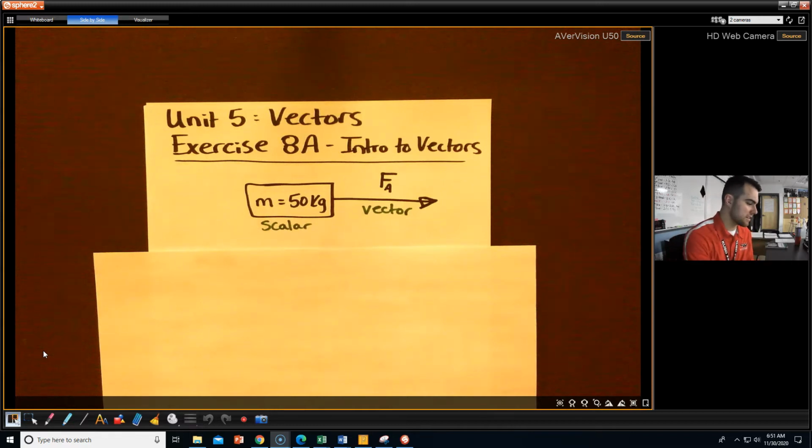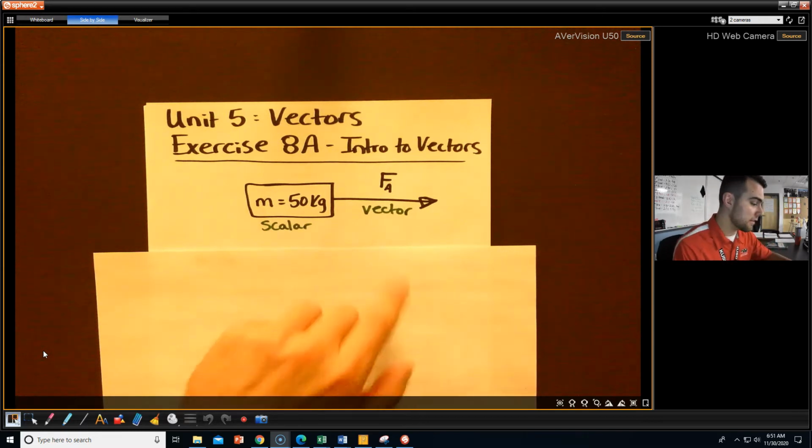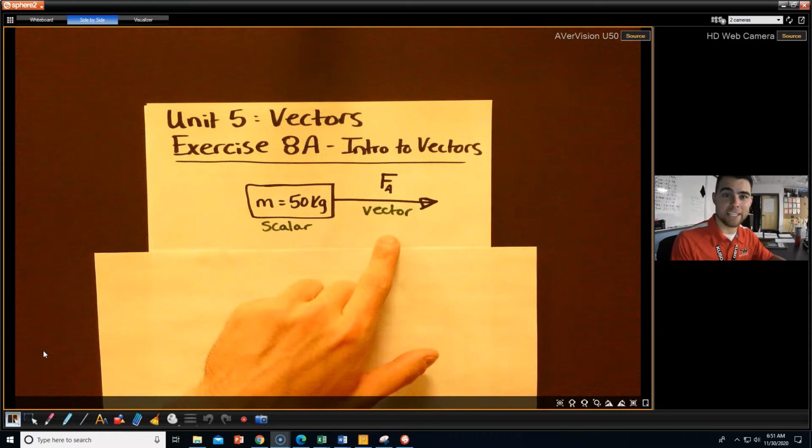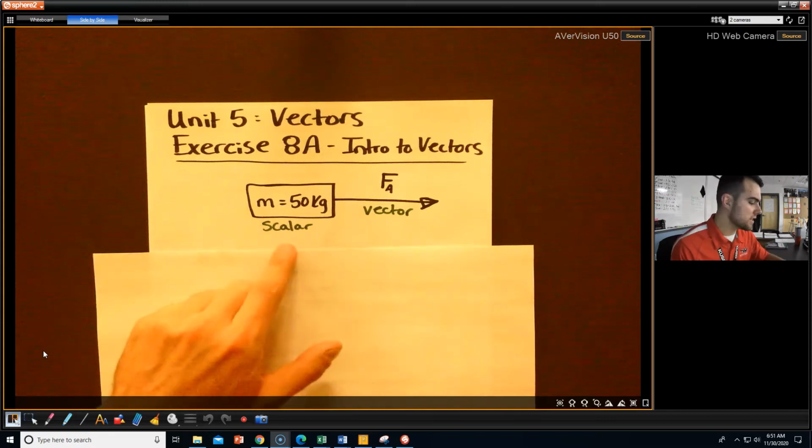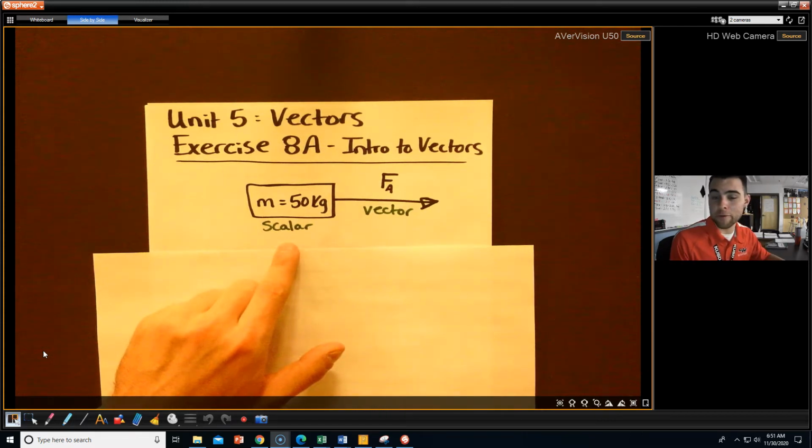So once again, you could see that we have a force diagram. It is whatever object we made, a box, has some mass, and it has some kind of force that's pulling it in one direction. The force is a vector. It has a direction associated with it. A scalar is just some kind of value that doesn't have any direction. So mass is a good example.